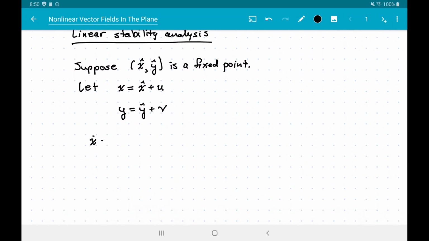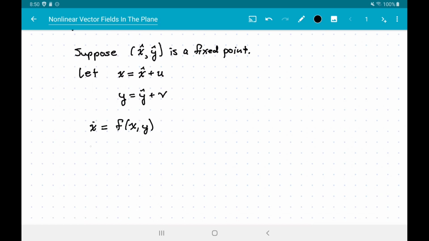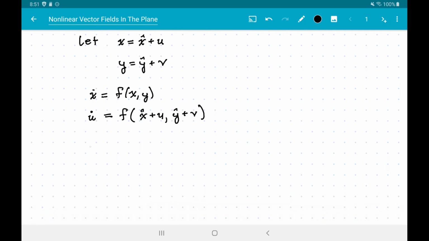So now if I start with the equation x dot equals f of x and y and fill in, x dot is the derivative of the constant x hat plus u, so x dot is just u dot. Then over here I have f of x hat plus u, y hat plus v. At this point, I'm going to use a Taylor expansion in both slots of f. First let me do it in the x slot.